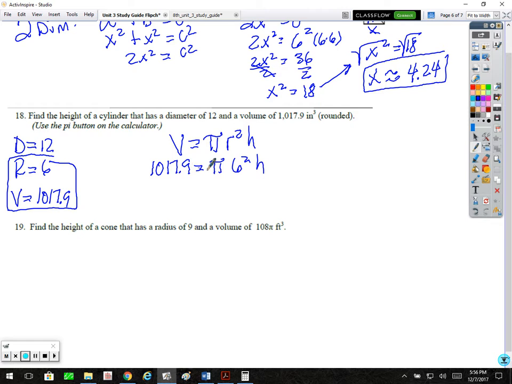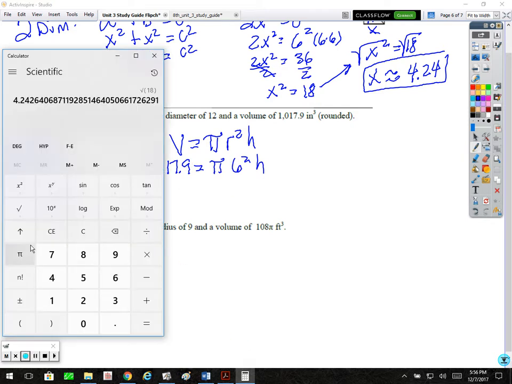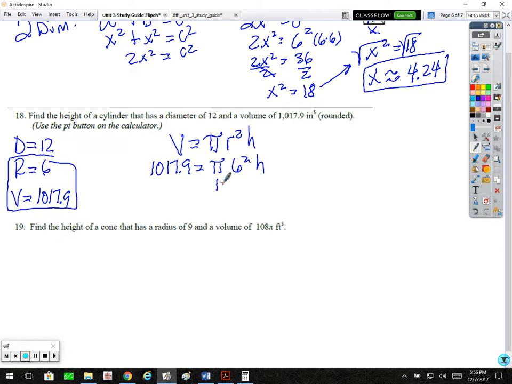Well, I have different numbers here, so I always like to make mine kind of match. So I'm going to take my calculator real quick. I'm going to put in pi times 6 squared. That gives me a number of 113.09, which is going to round up. We'll just round it up to 113.1. Okay, so we have 1017.9 equals that.